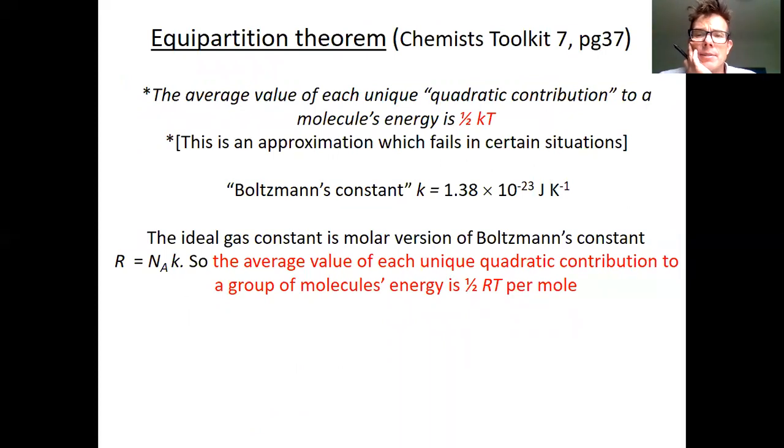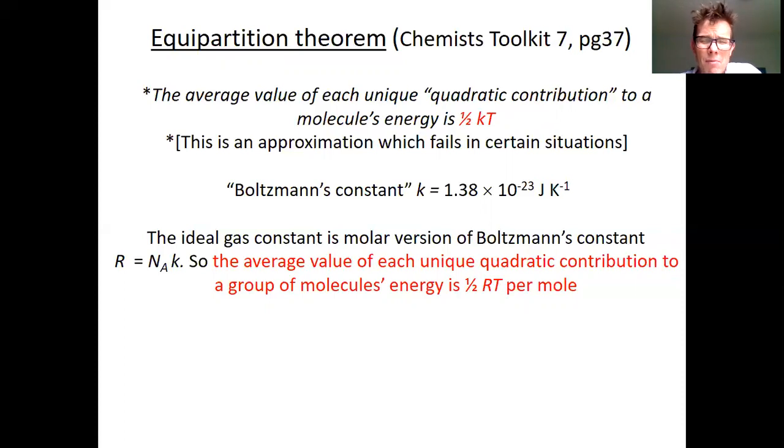Atkins describes it in the Chemist's Toolkit 7, page 137. And here's what Atkins says. The equipartition theorem tells you that the average value of each unique quadratic contribution to a molecule's energy is 1/2 kT. So a couple notes here. k in this equation is Boltzmann's constant. It's given here in SI units. The second thing I want to tell you is that this is an approximation, and it doesn't always work. It comes out of classical physics. So it's an approximation, but it's a reasonable one.